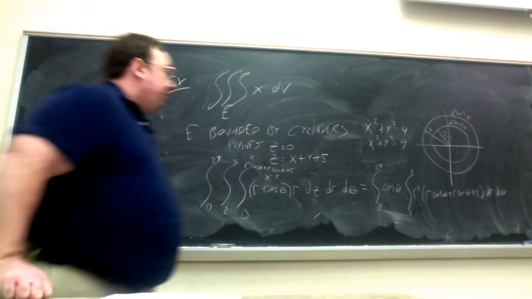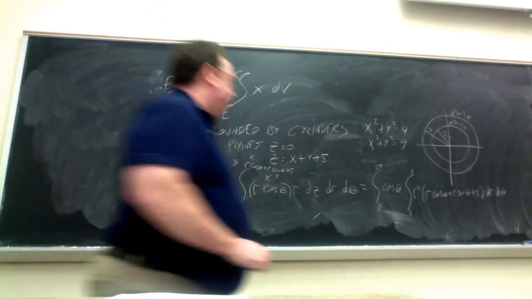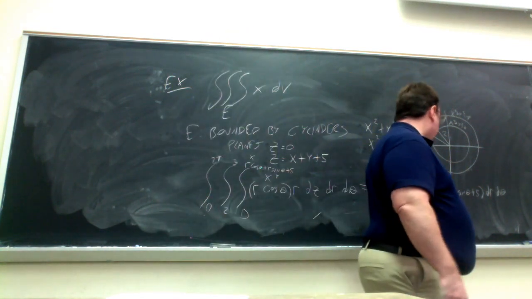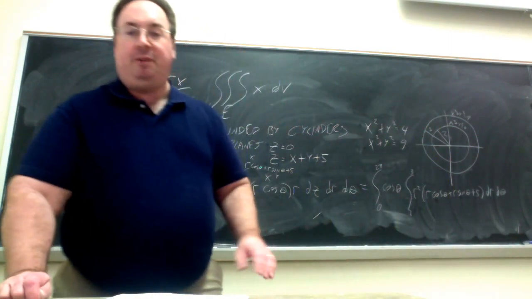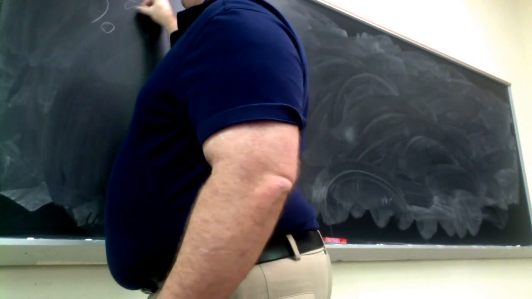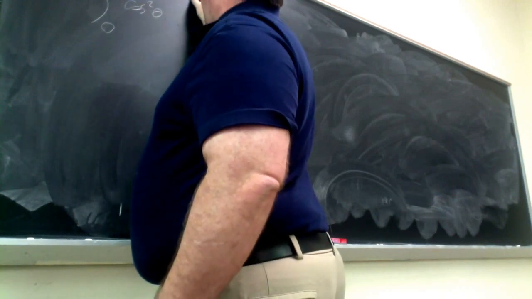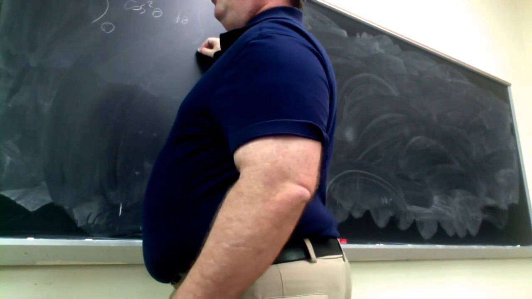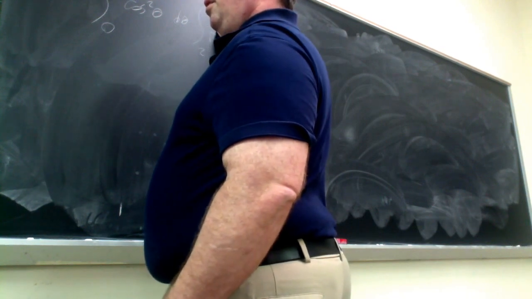Now, as far as continuing to evaluate this, it'd be best broken up into 3 integrals, because we have 3 terms: r cosine theta, r sine theta, and 5. So by the time you break it up into 3 terms and pull things out as much as you can, you'd have 0 to 2 pi cosine squared theta d theta, and then 2 to 3 r cubed dr. So that's coming from the first term.